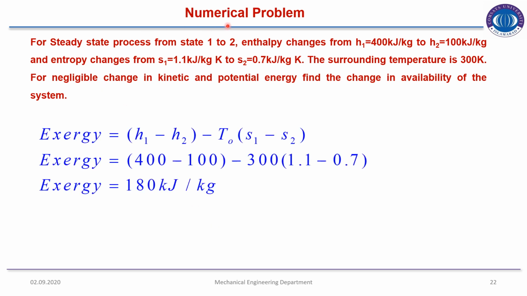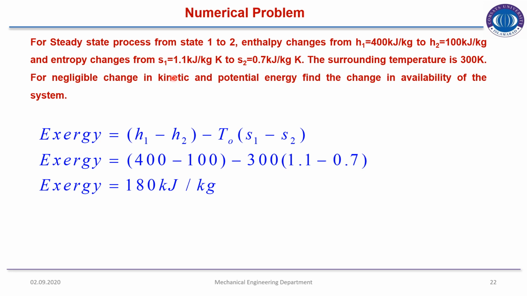So the next numerical is for a steady state process from state 1 to 2, where enthalpy changes from H1 to H2. H1 is 400 kilojoule per kg and H2 is 100 kilojoule per kg. And entropy changes from S1 to S2. S1 is 101 kilojoule per kg Kelvin and S2 is 0.7 kilojoule per kg Kelvin. The surrounding temperature is 300 Kelvin. For negligible change in kinetic and potential energy, find the change in availability of the system.